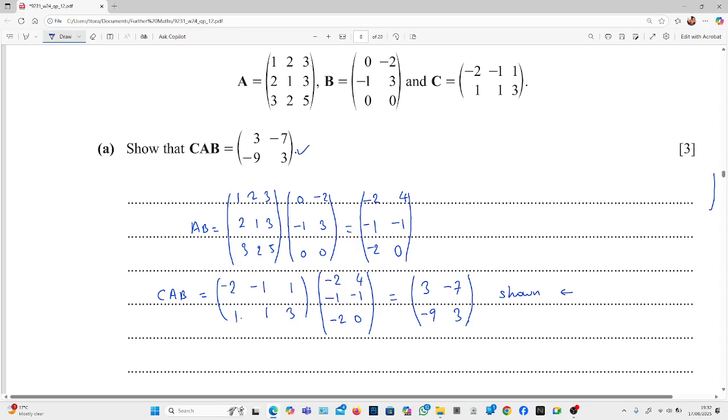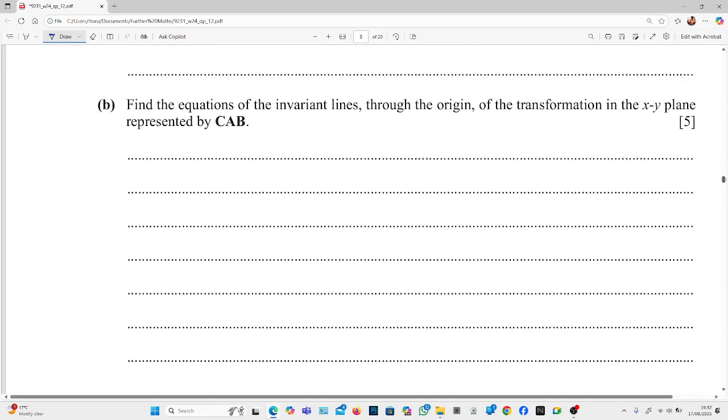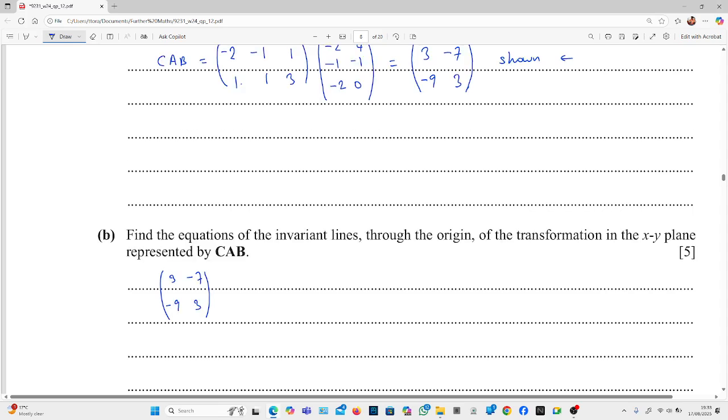Moving on to the second part of the question, we need to find the equations of the invariant lines through the origin of the transformation in the xy plane represented by CAB. Now, to do this, we can take the matrix CAB, which is over here, and multiply it by (x, y), and we equate it to x prime and y prime.